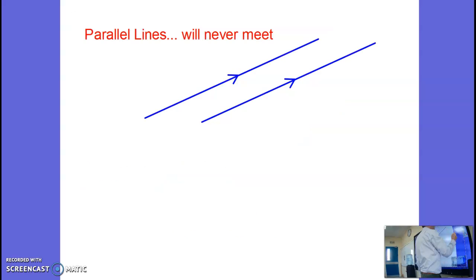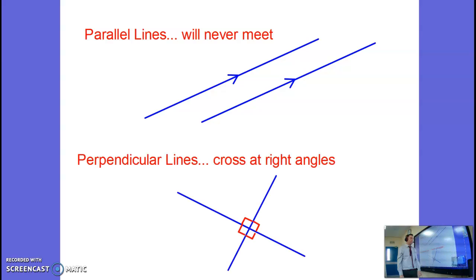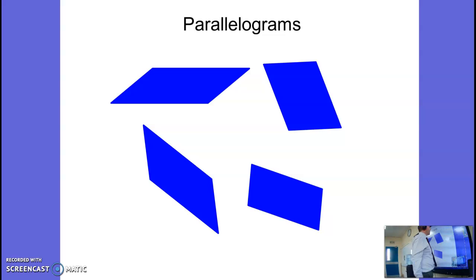Moving on then. A little bit of other prior knowledge we need to know. We need to know what parallel lines are, because a parallelogram is made up of these parallel lines. So they're two lines that go in the same direction and will never meet. Parallel lines. We also need to know the opposite of that, perpendicular lines. Now, perpendicular lines are lines that cross and make a right angle, or make 4 right angles actually. So if they cross at right angles, we say they are perpendicular. If they go in the same direction, we say they are parallel. So a bit of language that we need for this topic.